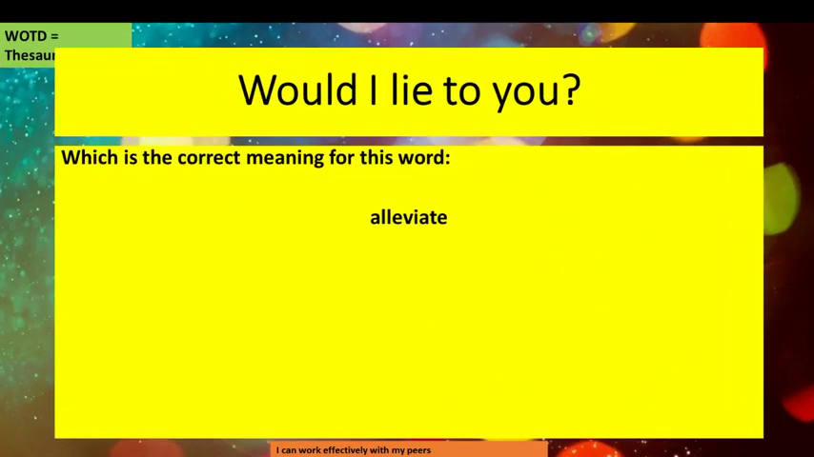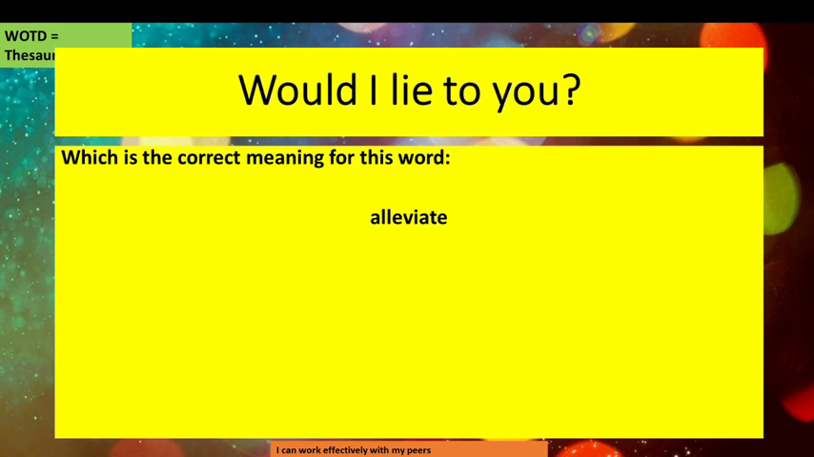Okay, next we're going to look at another piece of vocabulary. Our word today is alleviate. And if you remember from last time, I'm going to give you 3 different meanings. I would like you to pause the video once you have the 3 different meanings and take a minute to decide which one you think is the correct definition of the word alleviate.